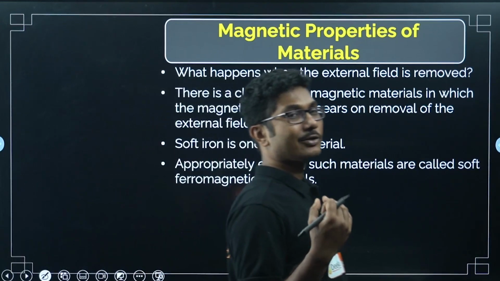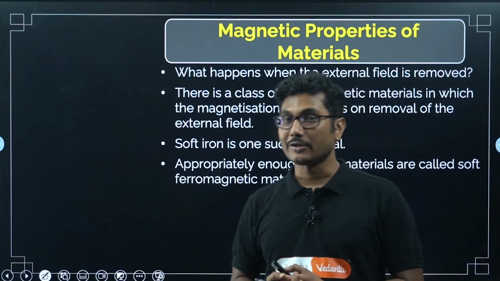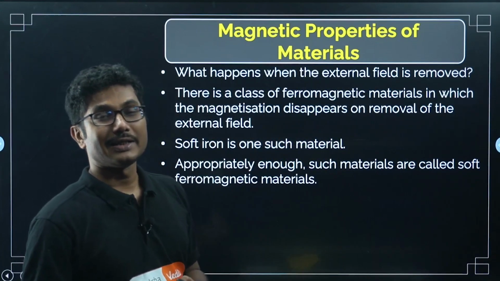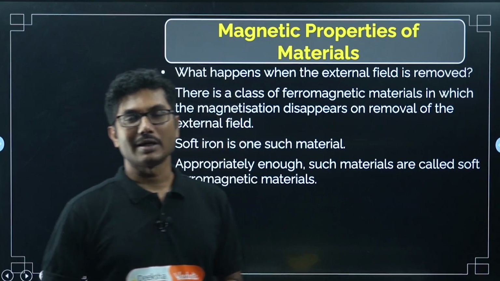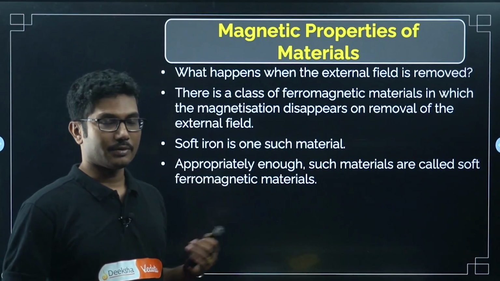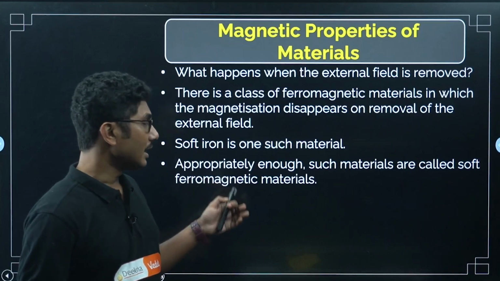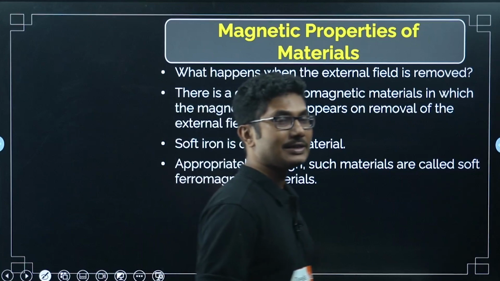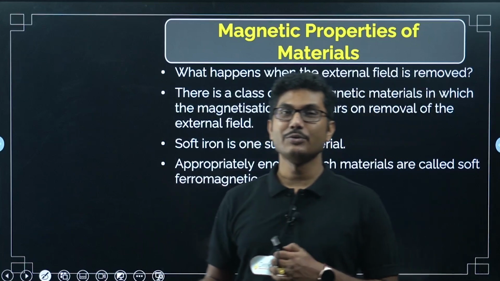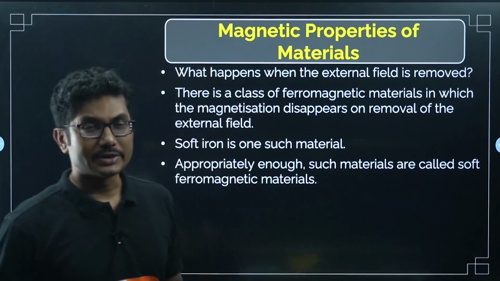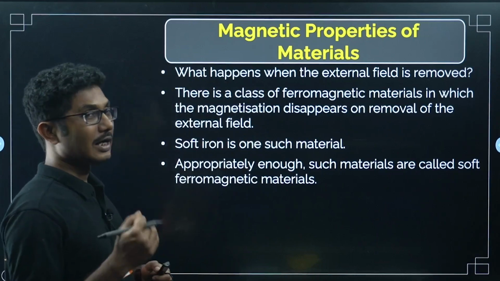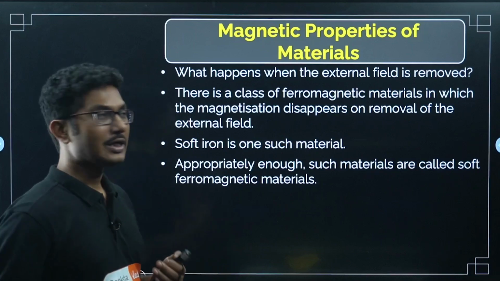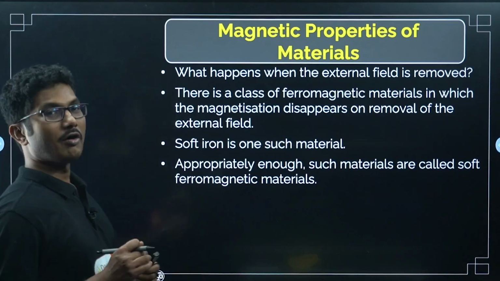When you are constructing an electromagnet, you prefer a soft magnetic material. Also, inside a transformer, which we will study in our next chapters, we will see a soft iron core. That is because it is a soft magnetic material. When you switch off the magnetic field or reverse it, they are very swift and nimble, and can change their orientation quickly. That is why they are called soft magnetic materials.